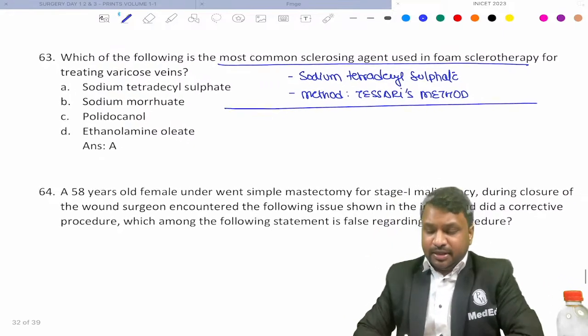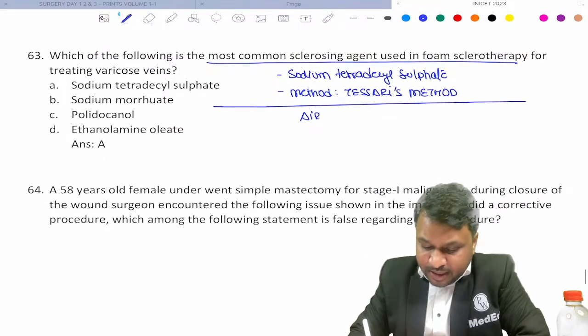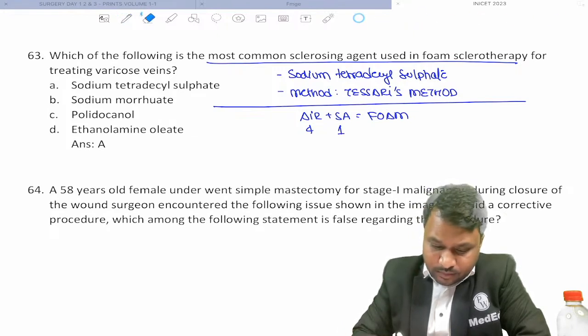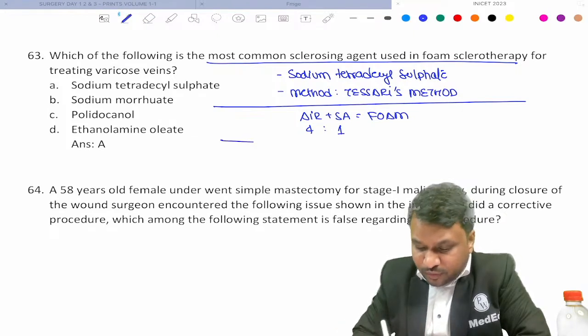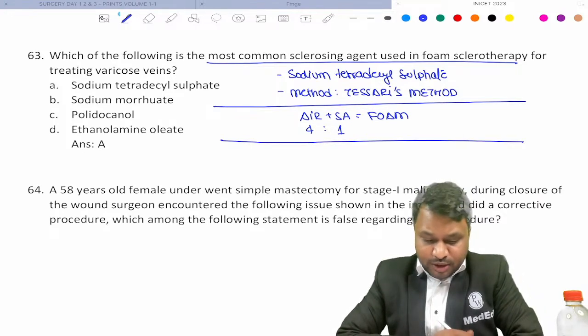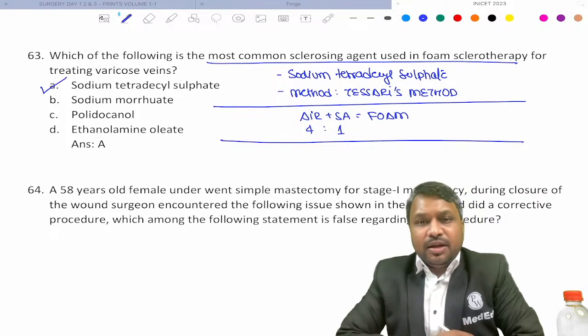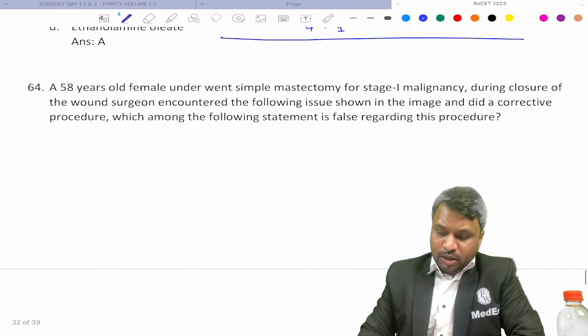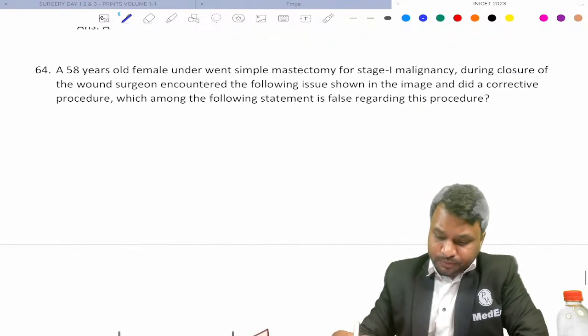Right? Now, in the Tessari's method, we are going to mix air with sclerosing agent to create foam in a ratio of 4:1, and this is what we call foam sclerosing agent. So, sodium tetradecyl sulfate is the answer here. Question number 64.